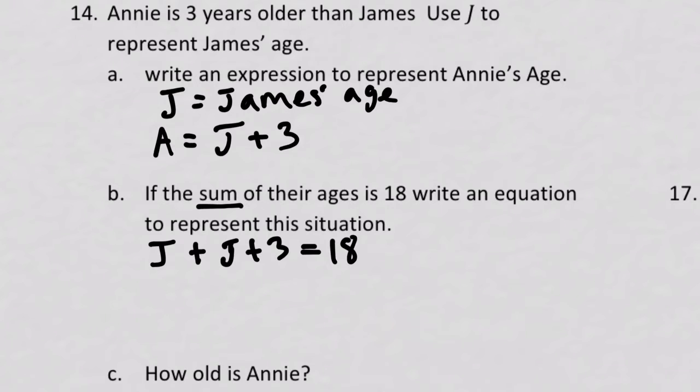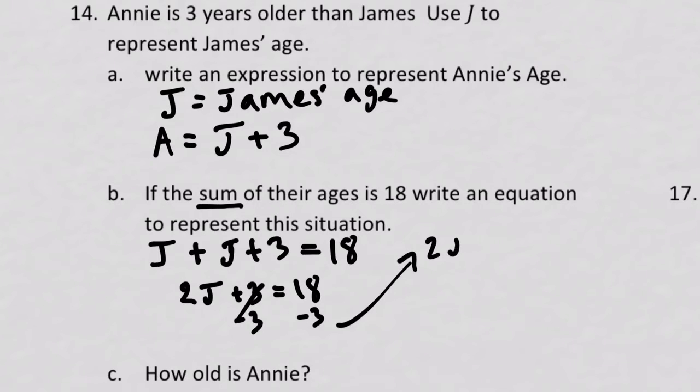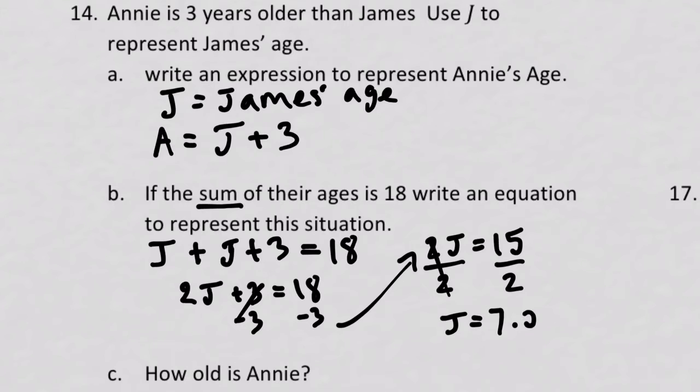Okay, and then part C says how old is Annie, so let's solve this equation. J plus J is 2J. Solve it first by kicking out the 3. So I'm going to continue over here. 2J equals 15. 18 minus 3. Divide by 2. And so J is 7.5. So he's 7.5 years old, I guess.